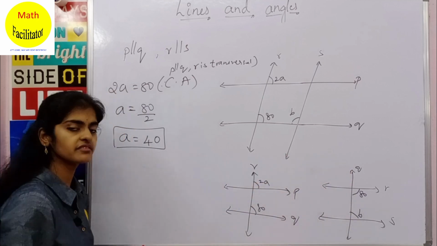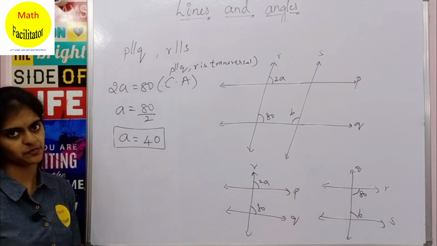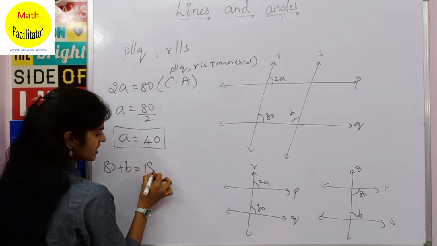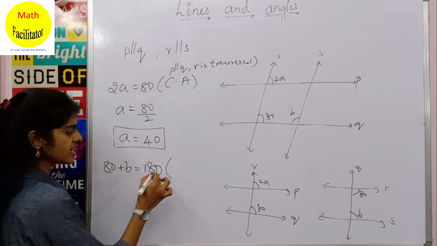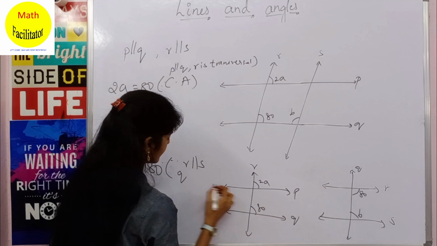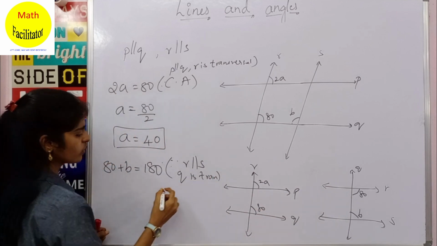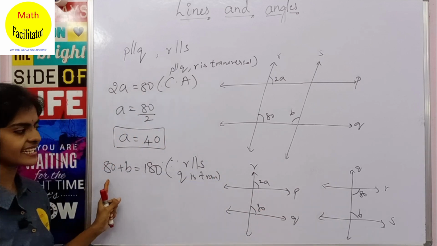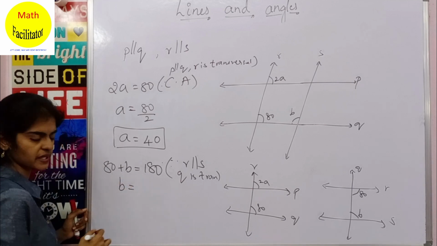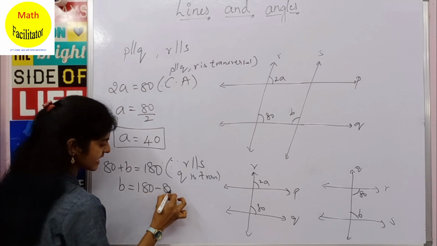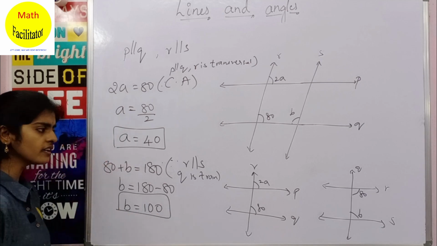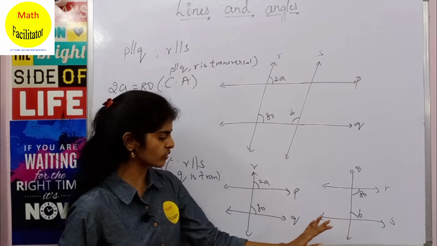So what is the condition for interior angles on the same side of the transversal? The sum is 180. So 80 plus B is how much? It is 180. Why? Because R is parallel to S, it is given, and Q you are considering as transversal. Then you know that the sum of interior angles on the same side of the transversal is 180. So from this, can you get the value of B? B is nothing but 180 minus 80. So B is how much? B is 100. Clear? You don't have to draw these figures, it is only for your understanding.